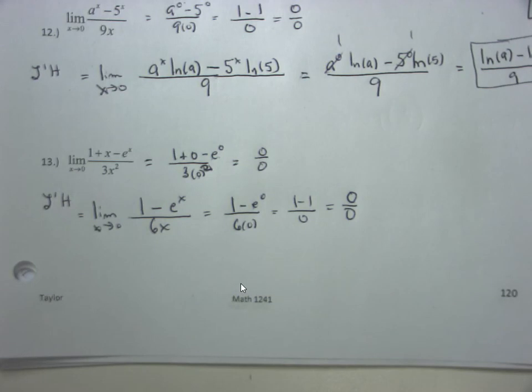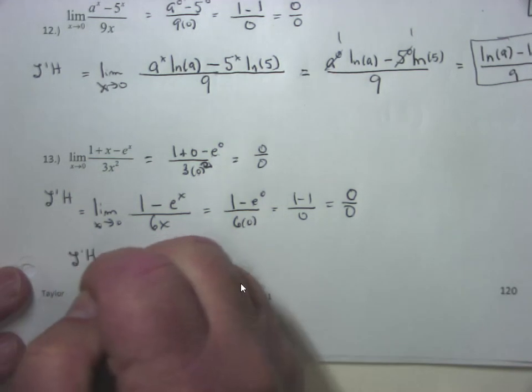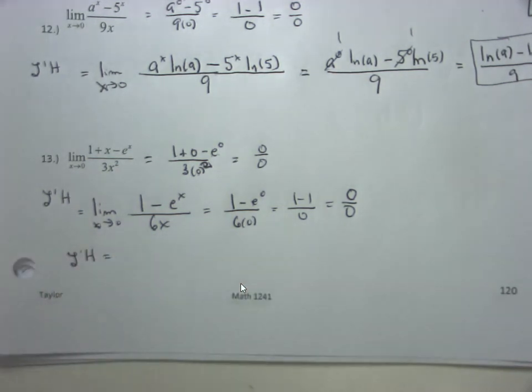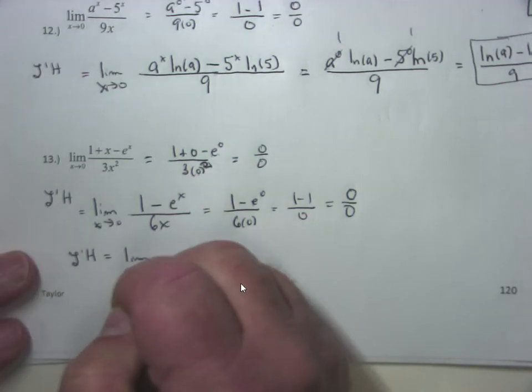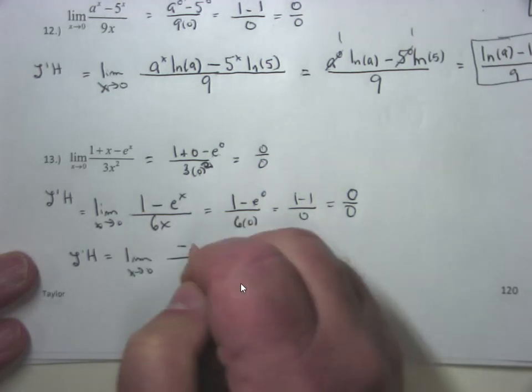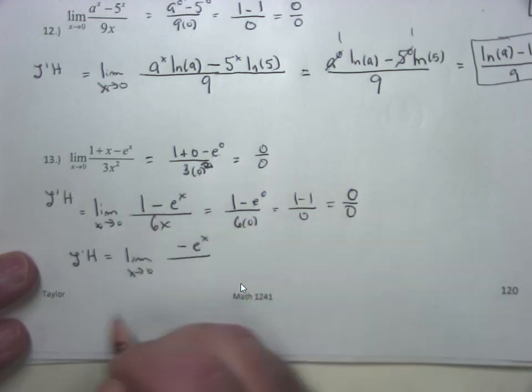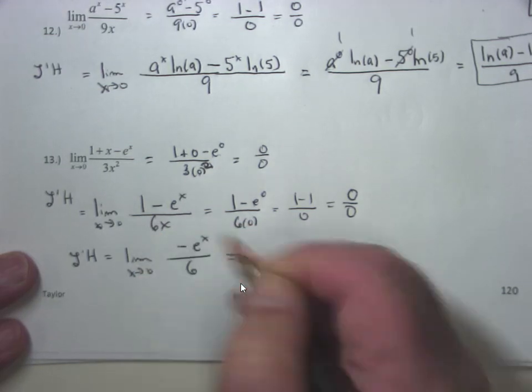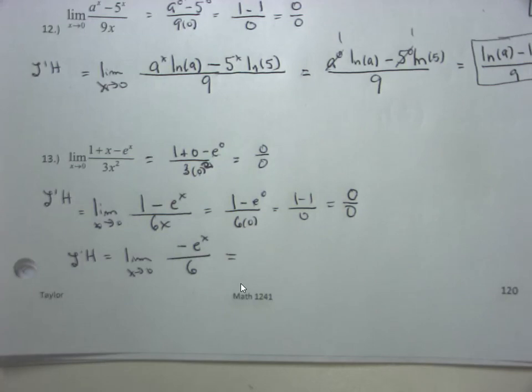So what am I going to do? Do it again. You can do L'Hopital rule. This is a L'Hopital rule twice problem. As long as you keep getting 0 over 0 or infinity over infinity, you can continuously do L'Hopital rule until you actually get something right. So do it again. This is equal to the limit as x approaches 0 of, what's the derivative of 1? 0 minus what's the derivative of e to the x? E to the x over what's the derivative of 6x? 6. So I took the derivative again. So this is a 2 L'Hopital ruler.